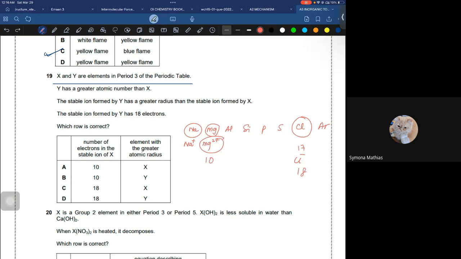You have two options, with 18. Element with the greater atomic radius. Y has a greater atomic radius than X. You know why? Because the cations have a smaller size than anions. So that's the reason option C should be correct. Element with the greater atomic radius, of course, it's X.